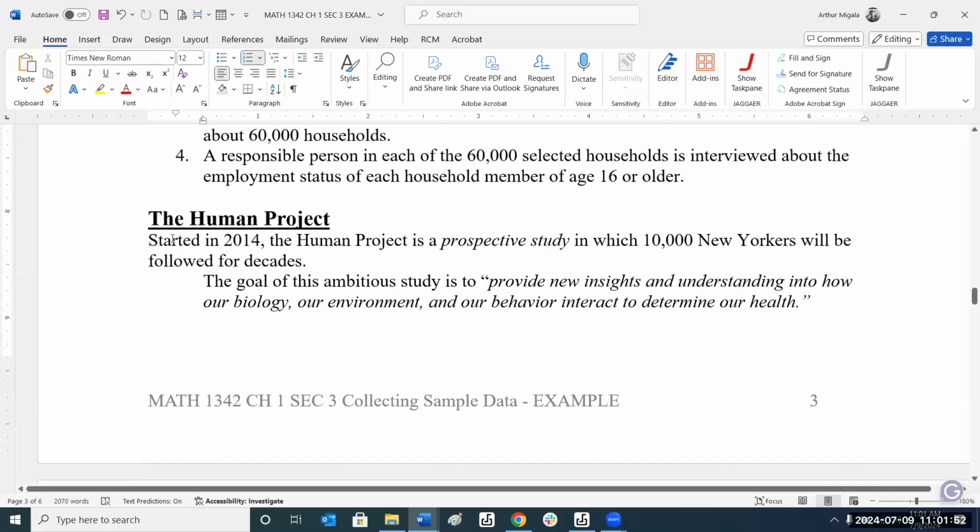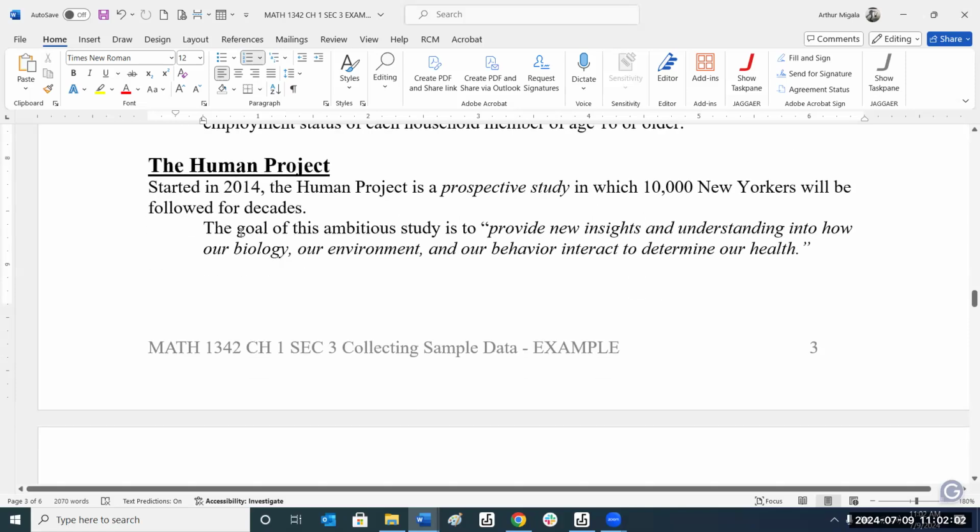The Human Project. Started in 2014, the Human Project is a prospective study in which 10,000 New Yorkers will be followed for decades. The goal is to provide new insights and understandings on how our biology, our environments, and our behaviors interact to determine our health. Think about this. To determine how our biology, our environment, and our behavior determine our health.